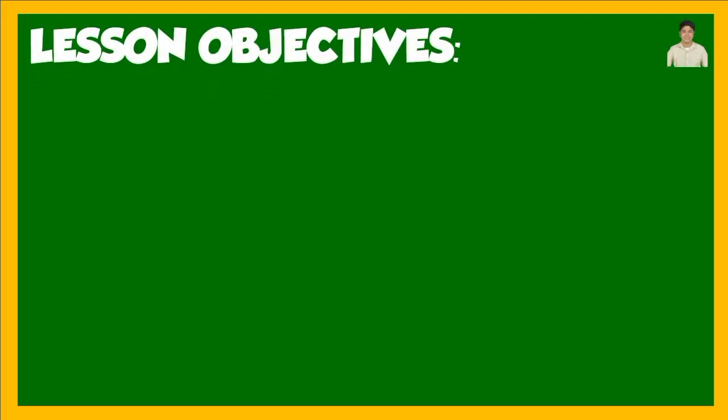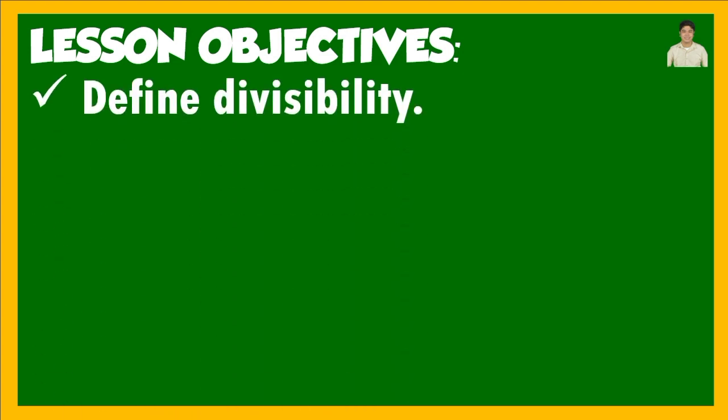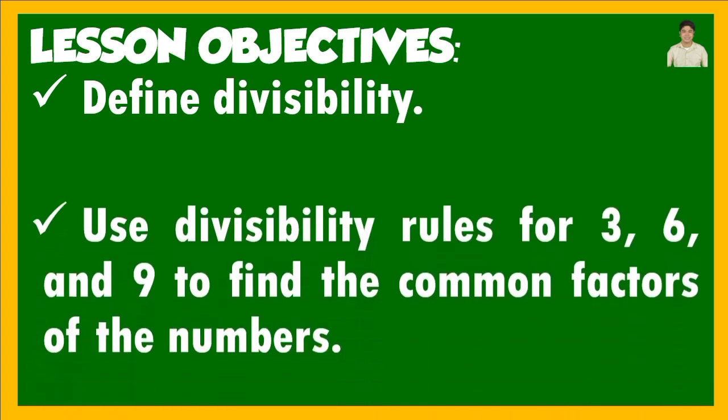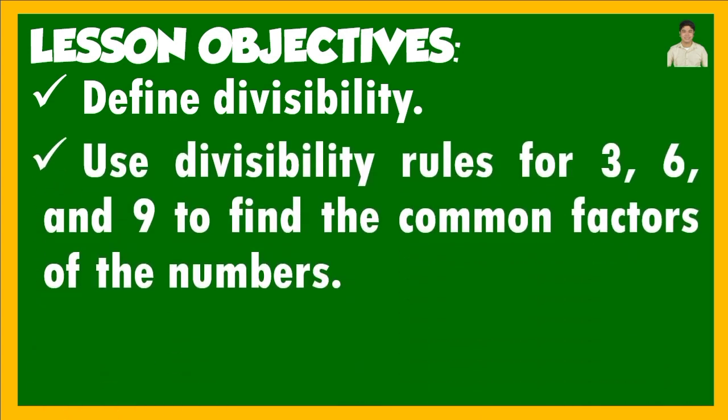Let us first discuss the lesson objectives. We will be defining divisibility, and then we will use divisibility rules for 3, 6, and 9 to find the common factors of the numbers. Malalaman po natin mamaya why is it these numbers are grouped together, like for example, yung 2, 5, and 10. Meron tayong reason behind that, bakit sila nakagroup. Siyempre, yung divisibility rules for 3, 6, and 9, meron din po silang reason kung bakit sila ginroup.